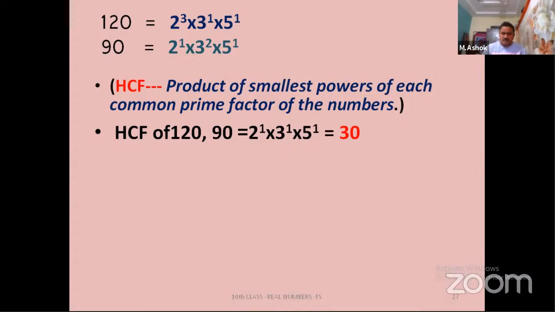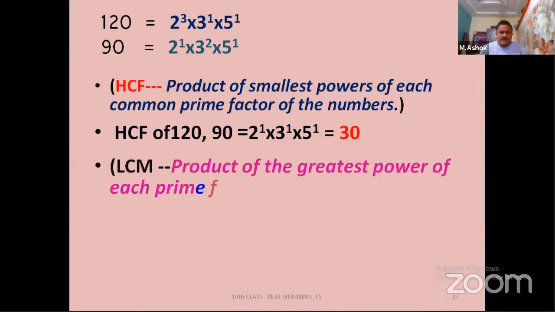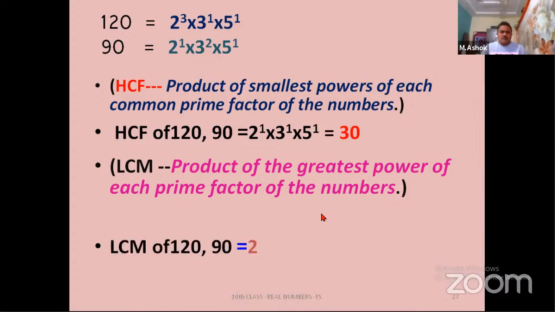Next, to find LCM, take the greatest power of each prime factor of the numbers. Okay. Now, LCM of 120 and 90 is, look at once again, 2 to the power of 1, 2 to the power of 3, 2 cube.